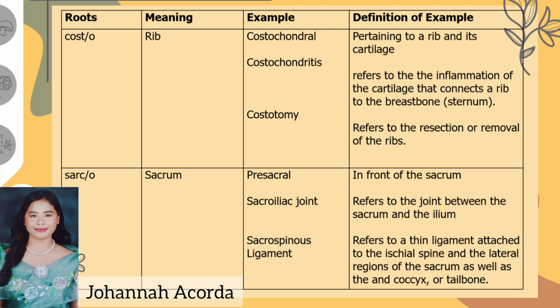The last example is the sacrospinous ligament. The sacrospinous ligament is a thin triangular-shaped ligament in the pelvis that attaches from the ischial spine to the lateral regions of the sacrum, and sometimes the coccyx. This ligament, along with the sacrotuberous ligament, helps to form the greater and lesser sciatic foramina, which are openings in the pelvis through which important blood vessels and nerves pass. The sacrospinous ligament provides stability to the pelvis and supports various pelvic organs.